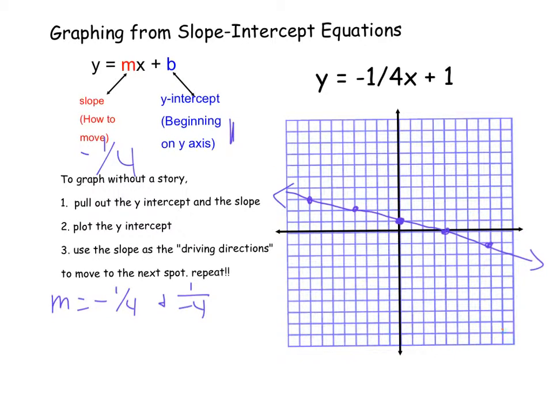Now, if this was in a story, we could say maybe someone started with $1 and then lost a quarter every time they played a game, in which case this wouldn't make sense over here. But you have to think about that. In the stories, this is always your beginning point, and then this is what is being added to or taken away dependent on that independent variable.